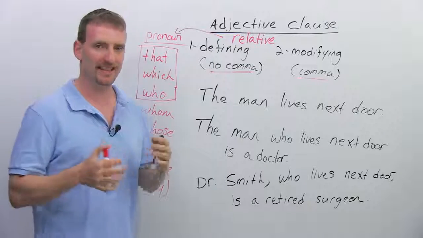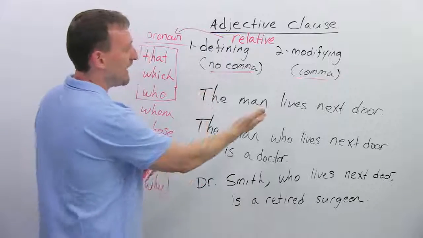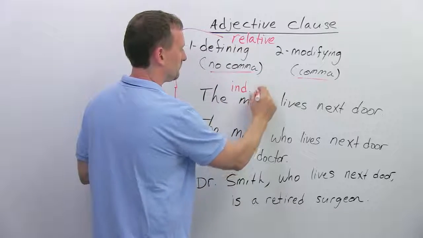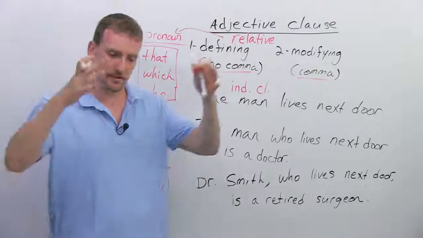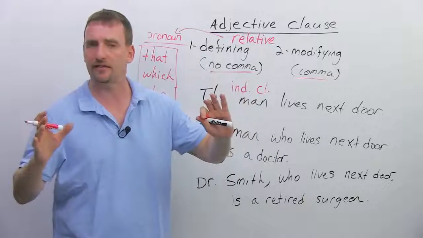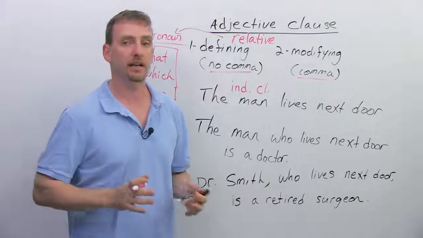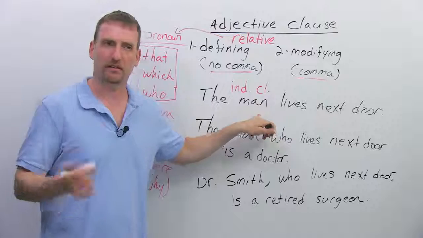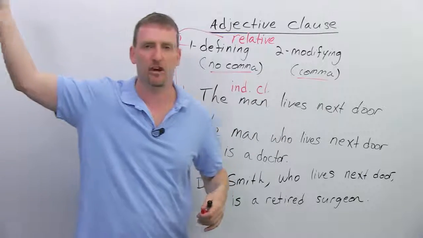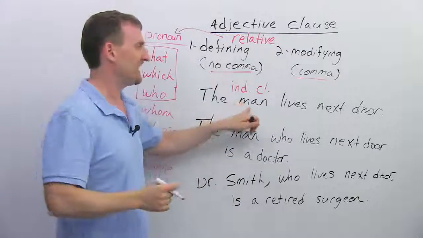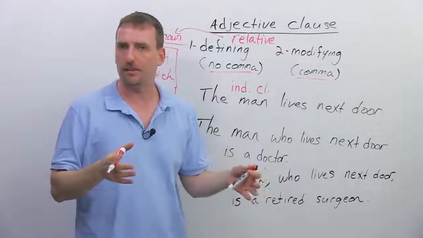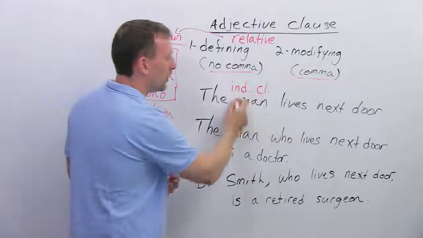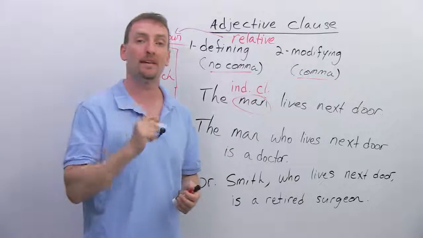So let's look at some examples to get an idea. The man lives next door. So here we have an independent clause. Independent clause means it's a complete idea. It stands by itself as a sentence. It doesn't really need anything else. But the problem is the man. Which man? That man, the man across the street? I don't know. So this sentence, although it's grammatically complete, is technically, in terms of meaning, incomplete because I don't know who this man is. I need to identify him.